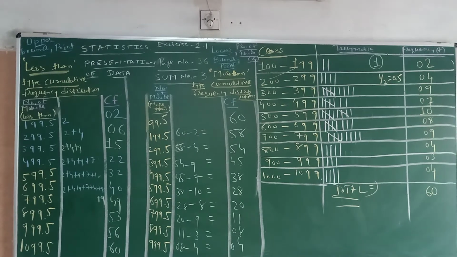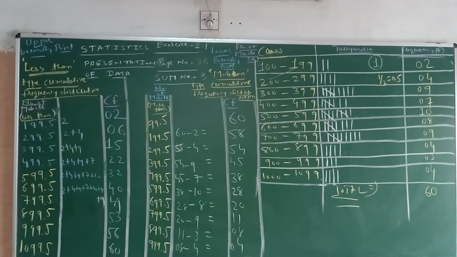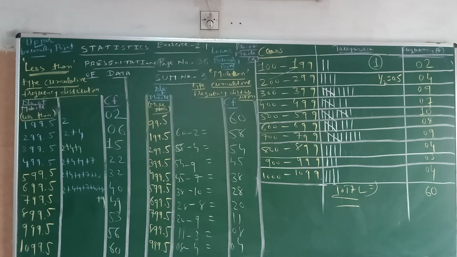Now for second, we have to speak like this: 299.5 or less than 299.5. Now see the original continuous frequency distribution. For less than 299.5, we cover two classes, that is 100 to 199 and 200 to 299. So we add the frequency of both the classes, that is 2 and 4. So the cumulative frequency is 6.